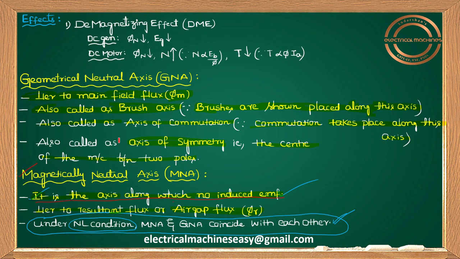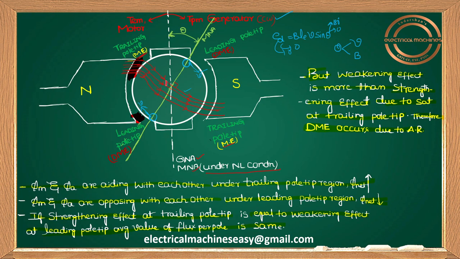But here, because of armature reaction, whenever phi a comes into the picture, the effect of phi a and phi m will have a demagnetizing effect on the leading pole tip and a magnetizing effect on the trailing pole tip. So more flux at the trailing pole tip, less flux at the leading pole tip. So the flux is not uniformly distributed. Because of this, try to understand clearly, the flux path is disturbed here, it is not uniformly distributed. Because of that, what are the effects we are going to have?